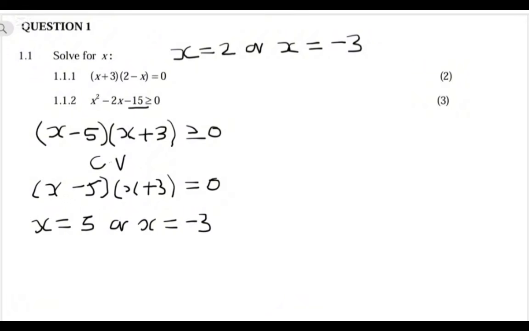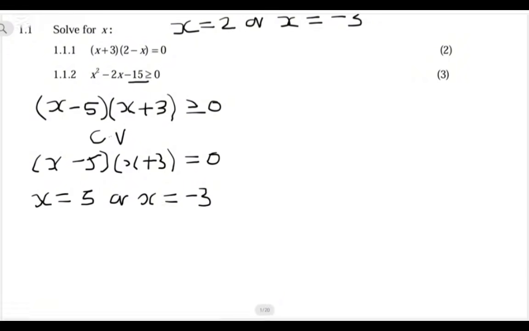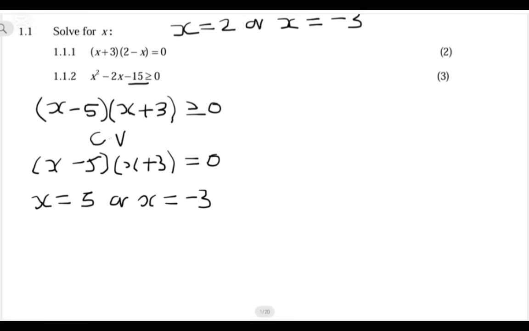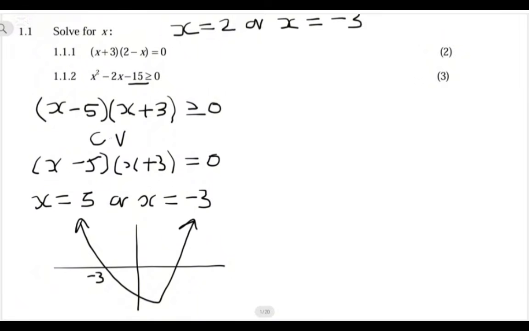Since we have now found our critical values, we need to represent our answer graphically. There are 2 methods to do this. It's either you draw a graph, or you draw a number line, but I prefer to do it using the graph. So I'm going to draw my graph just like this. -3 is going to be here, and there's going to be 5, perfect.